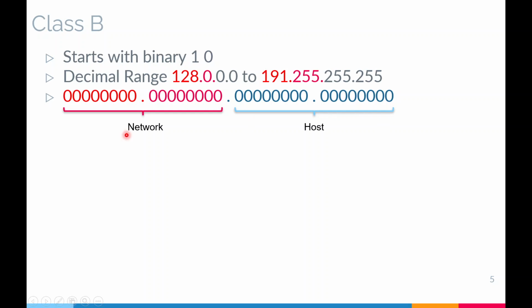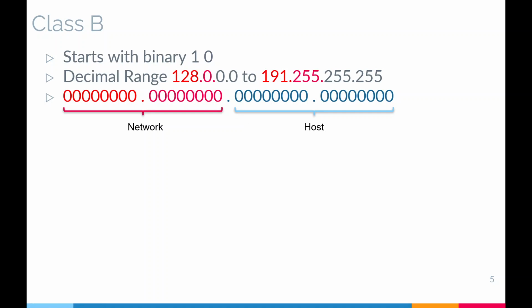Now just to give you an idea, the host part is the actual machines that can be in a network. And network, you can consider it as a router. A router can have multiple machines connected to it, right? So network determines the number of routers, or assume gateways, that can be in a connection or in a network. So that's network, and host is the actual machines which are connected to a particular network.